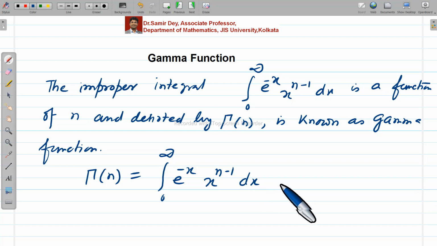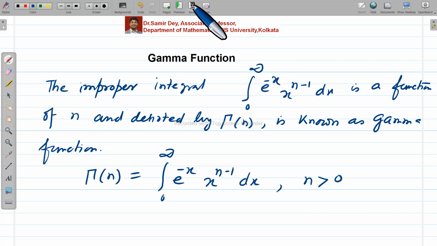Here your n should always be positive. Clear? So this is the definition of the gamma function. The improper integral 0 to infinity e to the power minus x, x to the power n minus 1 dx is a function of n and denoted by gamma n, known as the gamma function, where n is always positive. So that is the definition.